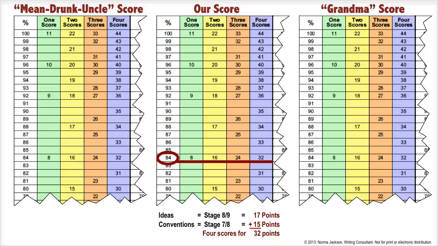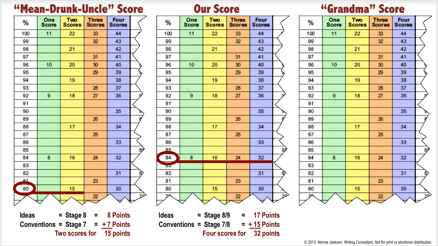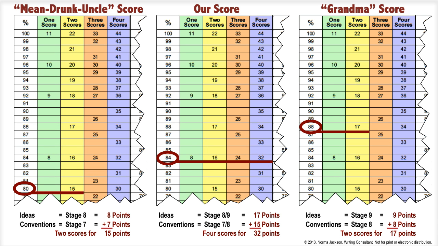Another scorer might look for the lowest stage at which the writer's skills were secured and may have only awarded a Stage 8 for the development of ideas and Stage 7 for accuracy on conventions. Notice that the lower score is within 4 percentage points of the original score. A more generous scorer might have given the writer the benefit of any doubt and awarded the higher score. Again, notice that the higher score is within 4 percentage points of the original score.